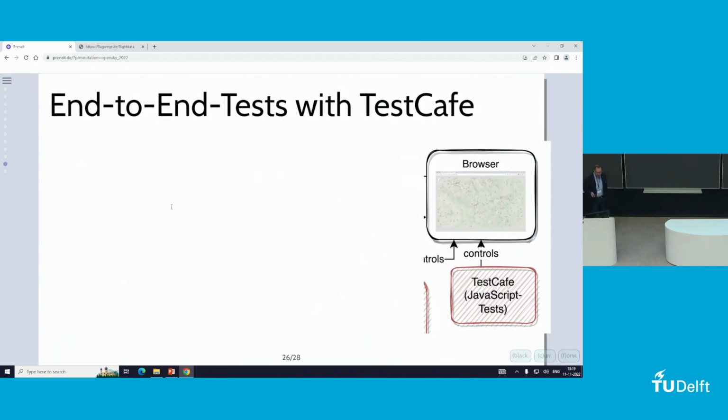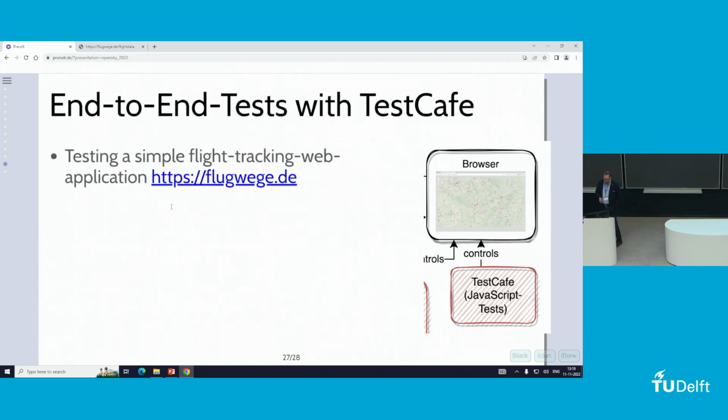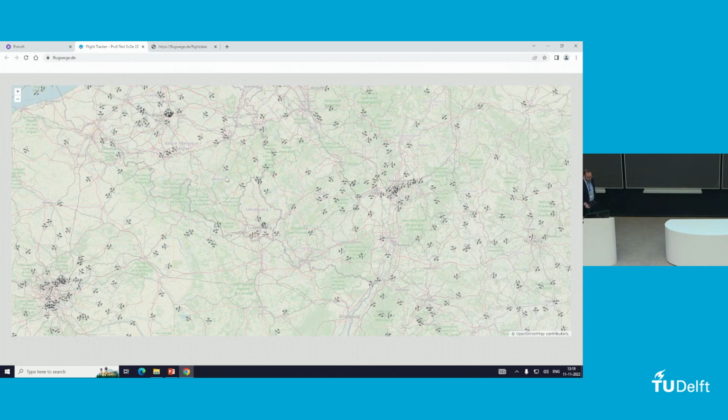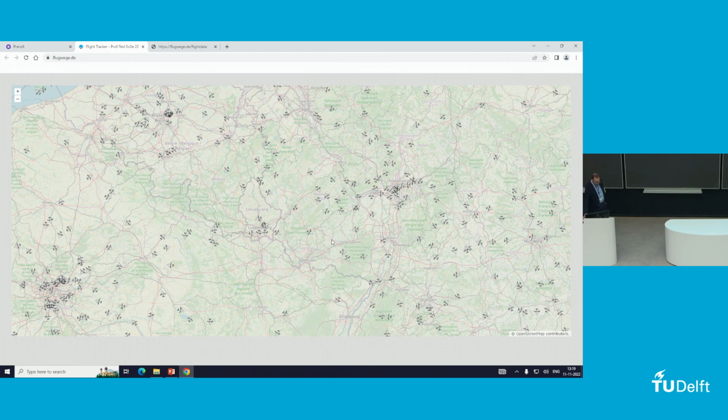The last thing that's important for my course is end-to-end tests with TestCafe. TestCafe is a browser testing tool, just like Cypress or Selenium. Maybe you've heard of that. And it helps you to actually do tests. And we build a little sample application in the course, which just gives you this very, very simple flight position thing. And the data that's used here updates every 10 seconds.